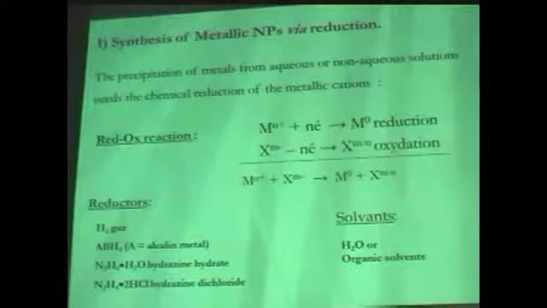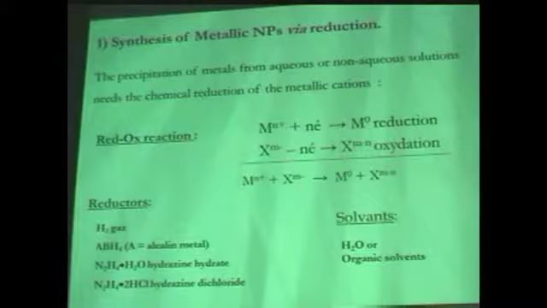So we can use different classical reductors such as H2, gaseous hydrogen, ABH4, where A is the alkaline metal, hydrazine hydrate, hydrazine dichloride, different ions. And as I told, this reaction may be performed in water or in organic solvents.